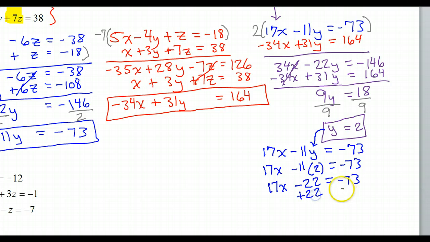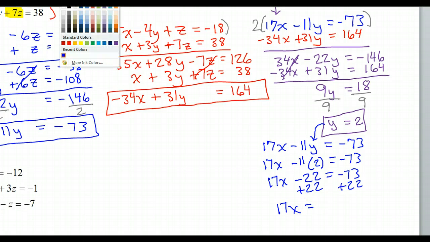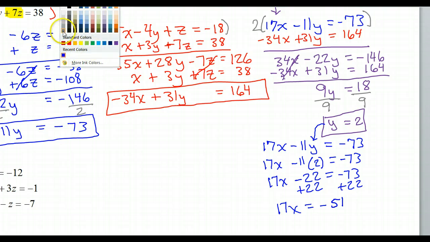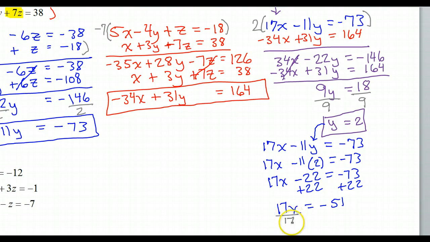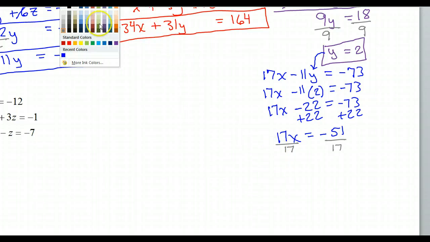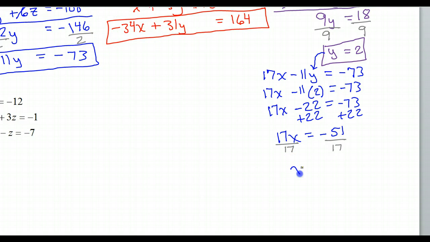Adding 22 to both sides gives me 17x is equal to negative 51. And then, of course, you divide both sides by 17. And that gives you x is equal to negative 3. Kabam!